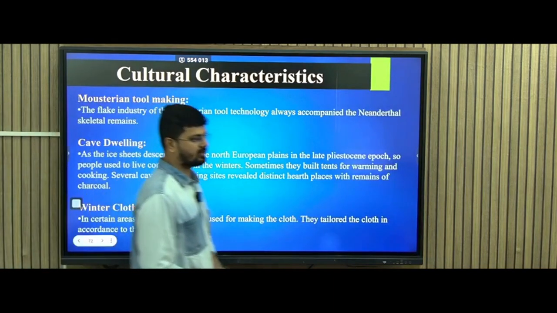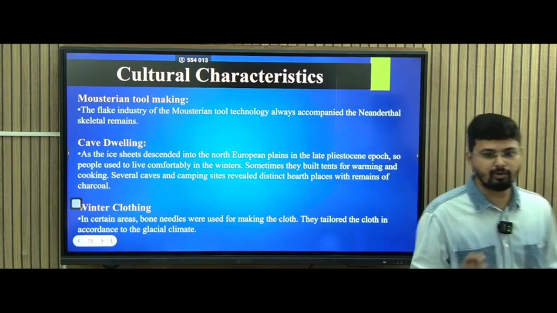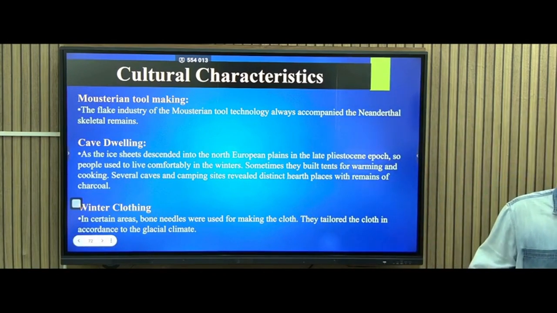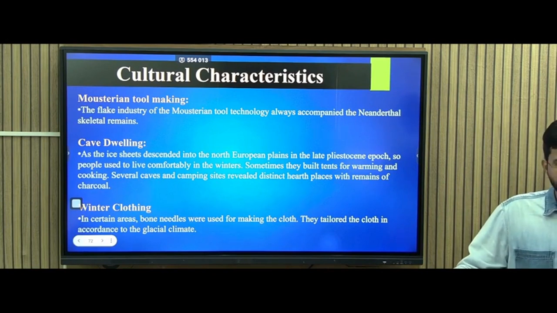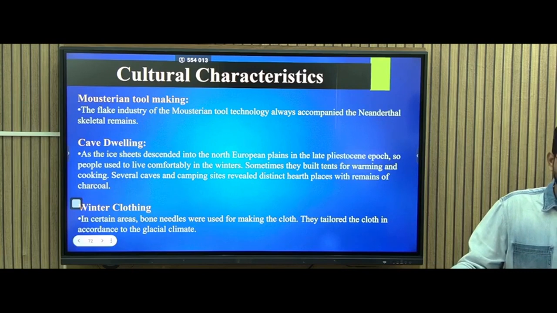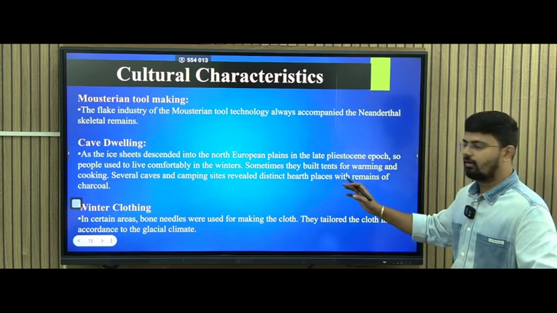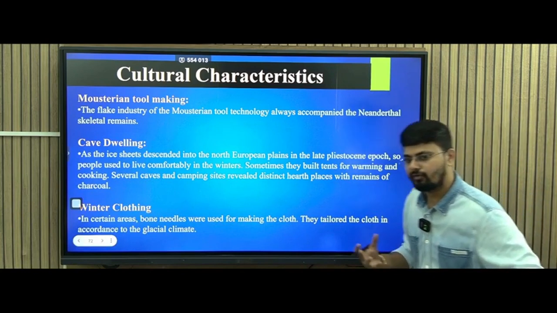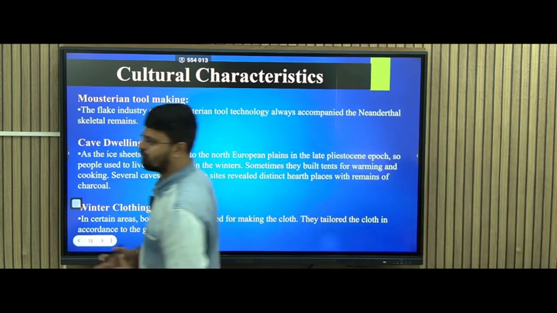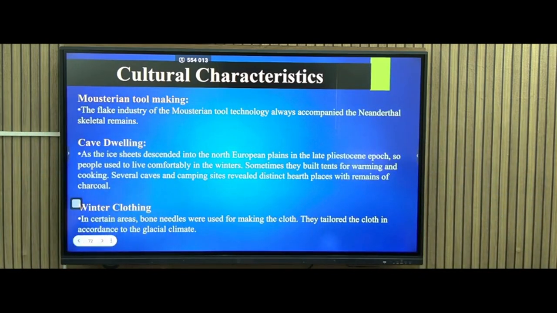Then cultural characteristics, see again I am telling you with respect to body parts, just go make an assignment that try to write it on your own, because if you know this well, this unit of 1.6 and 1.5 are very easy. The problem is not knowing the body parts. Okay, so here I told you that new kind of tool technique has evolved, that is Mousterian tool technique. What is this Mousterian tool technique?